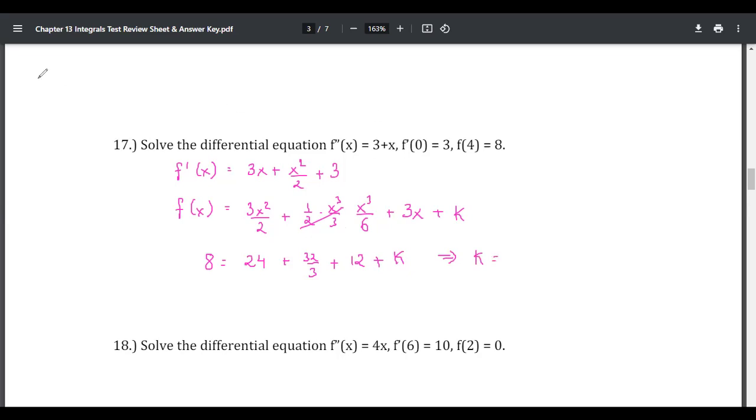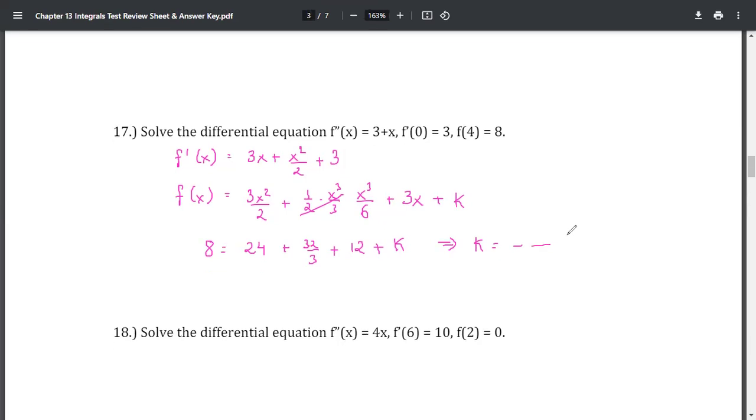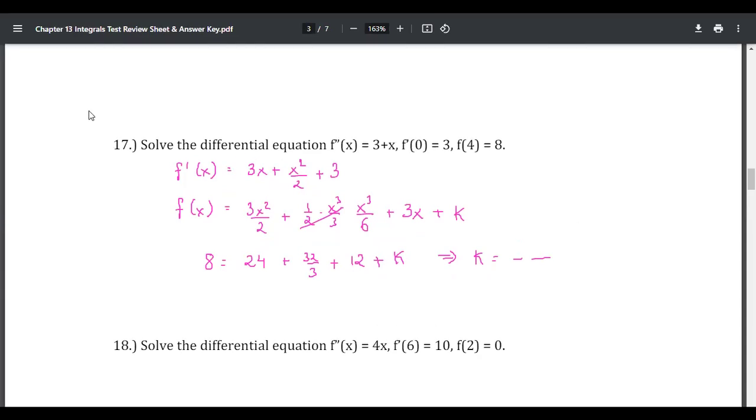See if I can shrink this because this is big on my screen. Okay. So this is going to equal 3 times 16 plus 1. So this is going to be 48 over 2, which is 24. So 8 equals 24 plus, let's see, 4 times 3... 64 over 6, minus 6.